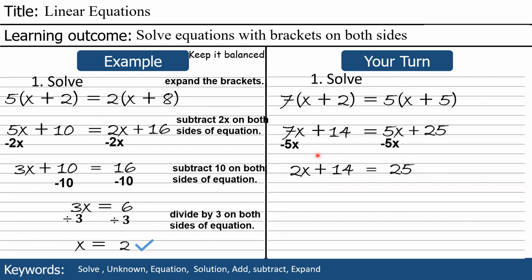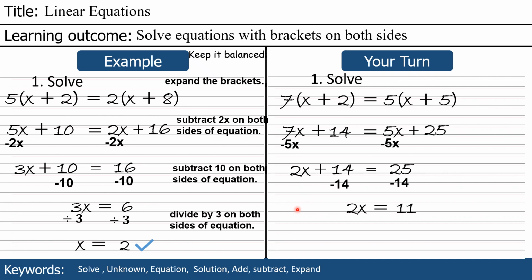Now we undo the last thing that was done to x, and here we have x multiplied by 2 add 14. So add 14 is the last operation done to x, so we reverse add 14, which is subtracting 14, and we subtract 14 from both sides of the equation. So on the left-hand side of the equation, we subtract 14. And on the right-hand side of the equation, we subtract 14.